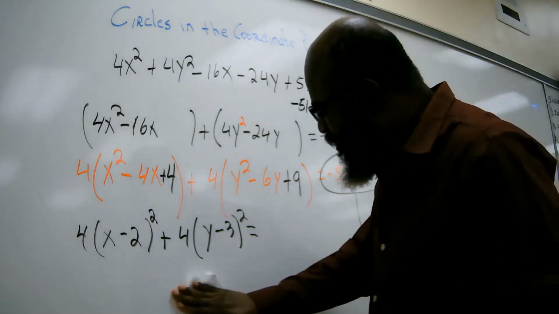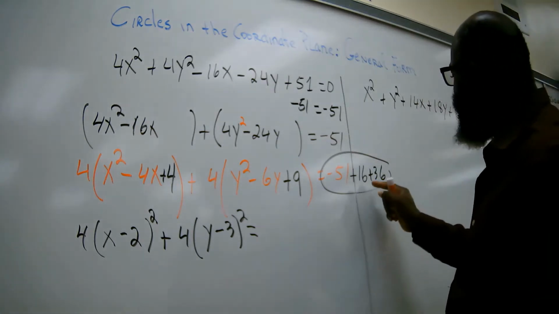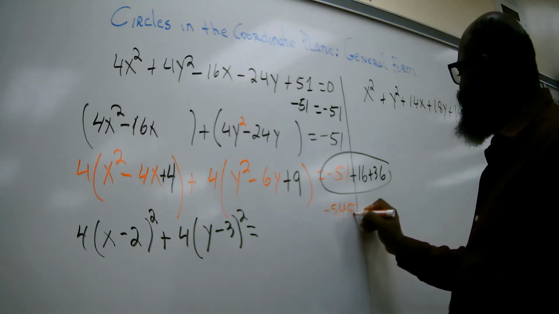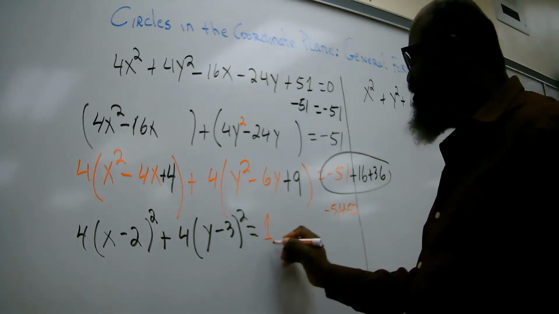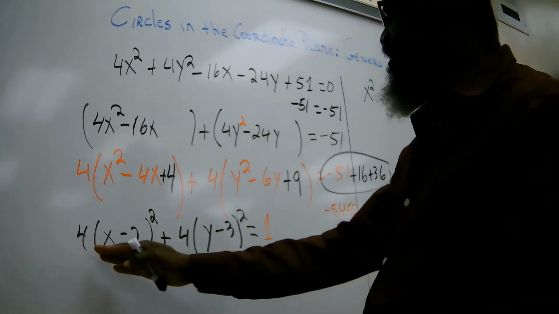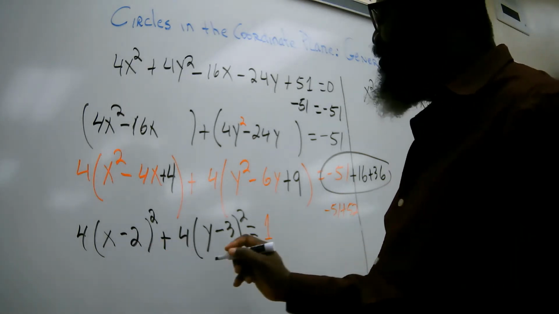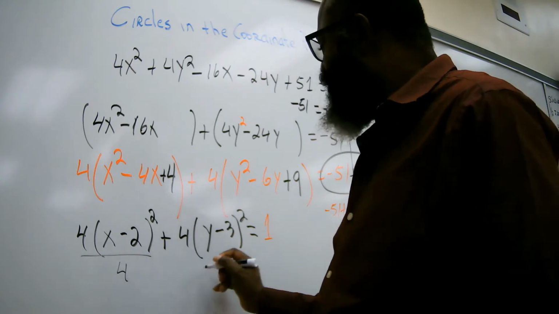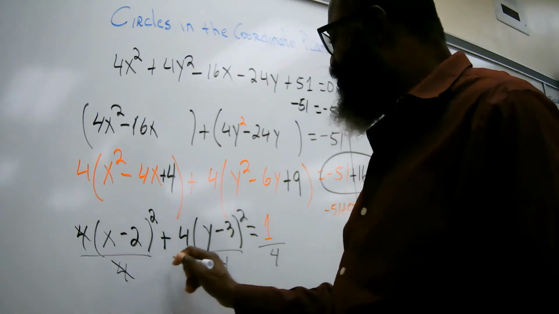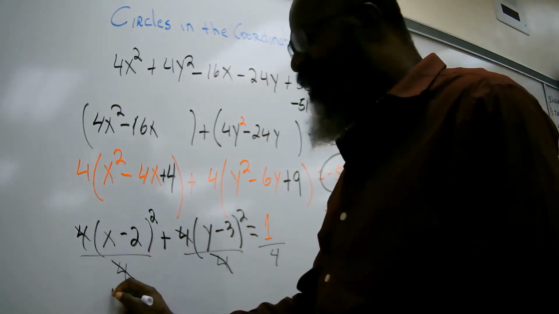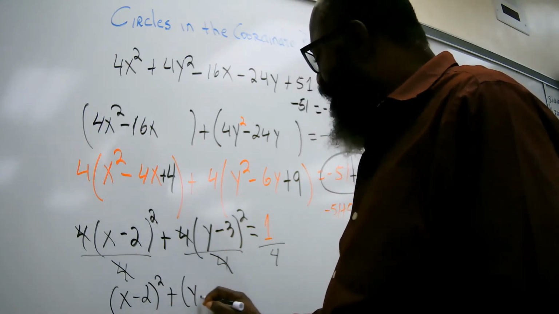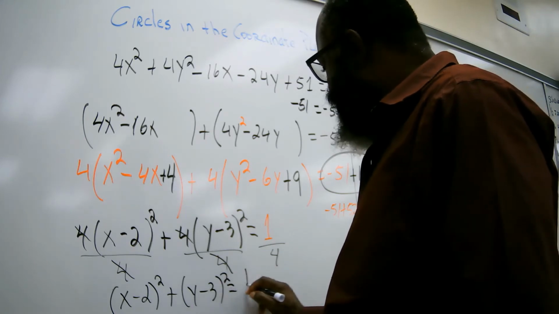We're almost done. In this case, that will give you 52. That will be minus 51 plus 52, which gives you positive 1. Now this is our objective. The only thing that we have to do is divide each side by 4. Those 4s cancel each other out. Then you simplify that as x minus 2 squared plus y minus 3 squared is equal to 1/4.